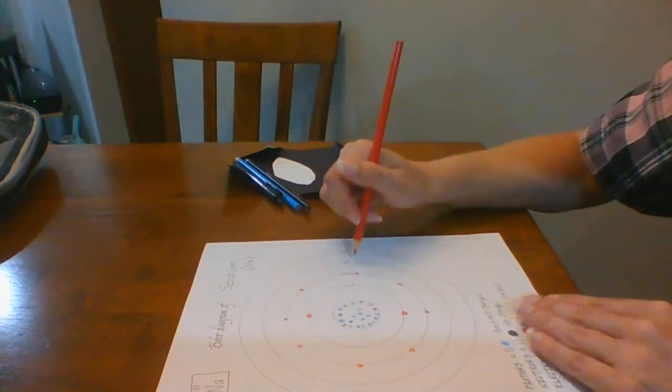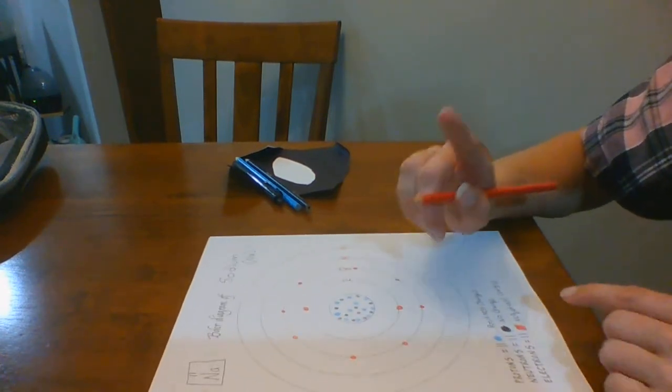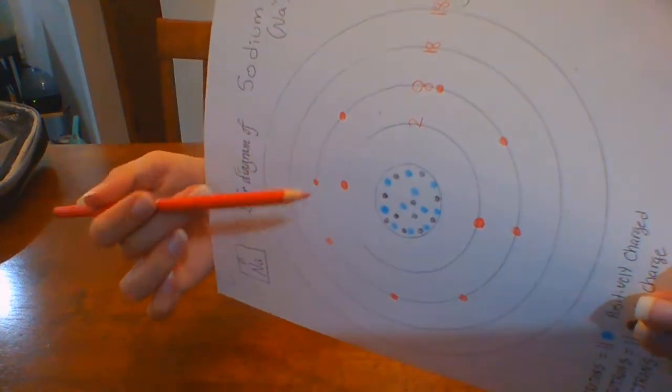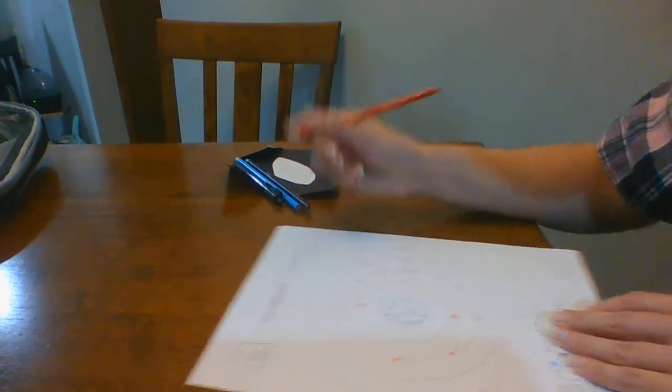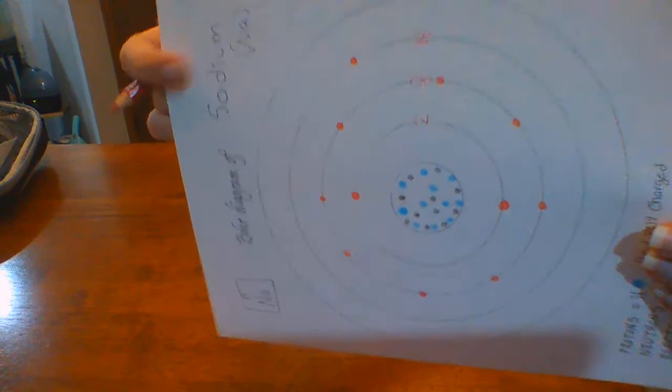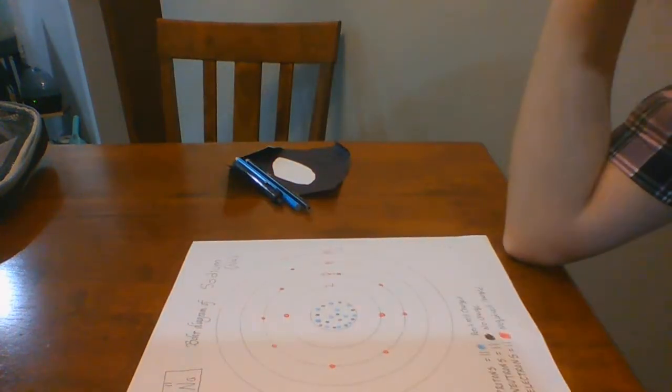So I have 8, and then my second shell can have up to 18, but I only need 11 for sodium, so I only need to draw 1 there. So I am not going to draw it so that it's in line with these two right here, because that would be a lot of electrons all right next to each other. I'm going to go up here, where it's got some space, and draw it up at the top there. So that's my 11th electron.